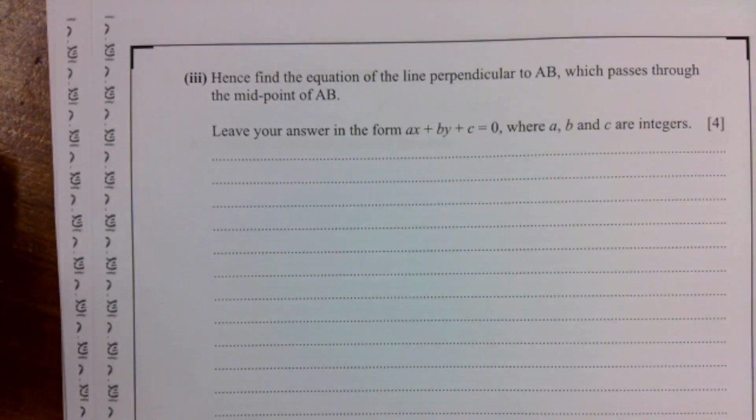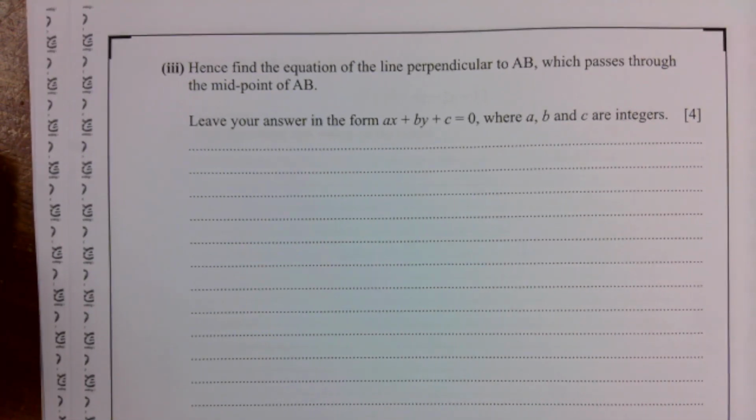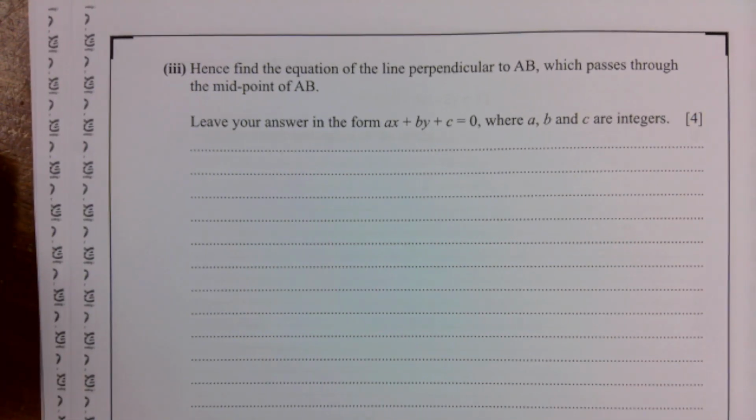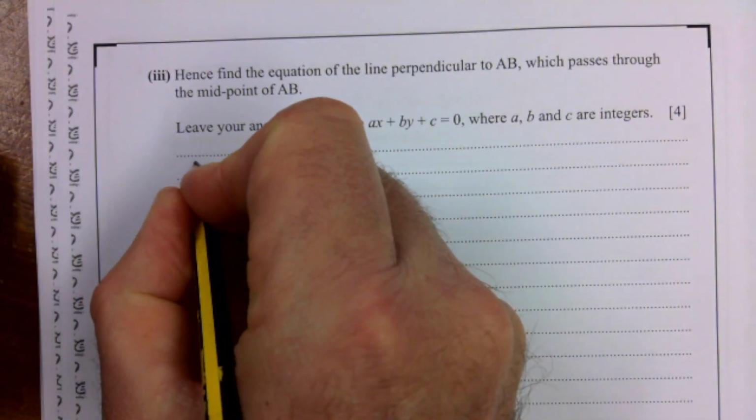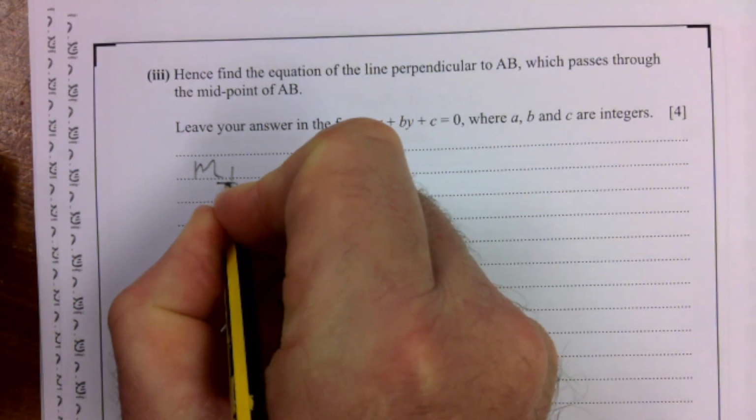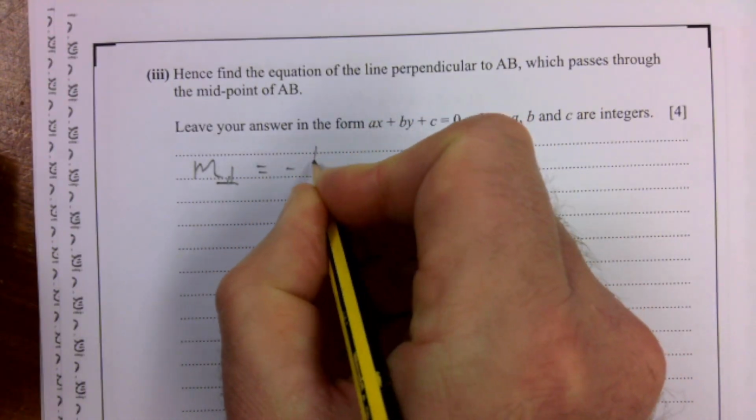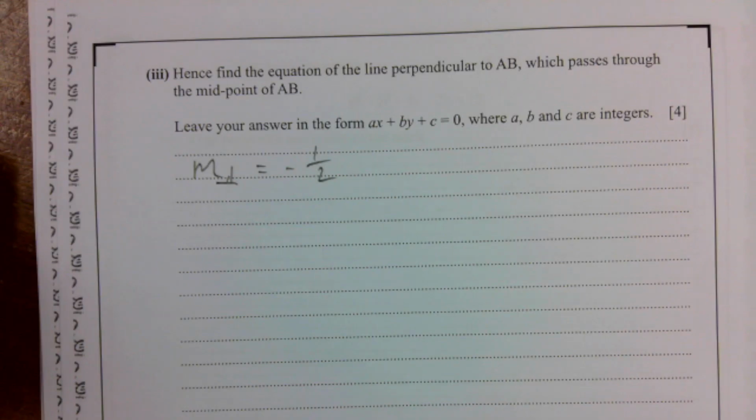On to part 3, hence find the equation of a line perpendicular to AB which passes through the midpoint of AB. Leave your answer in this form here. So the gradient of AB was 2. That means then the gradient of the perpendicular is going to be the negative reciprocal of that, so it's going to be -1/2.